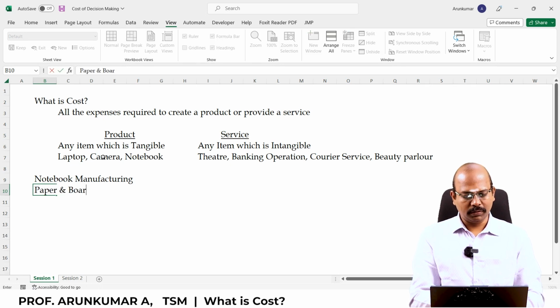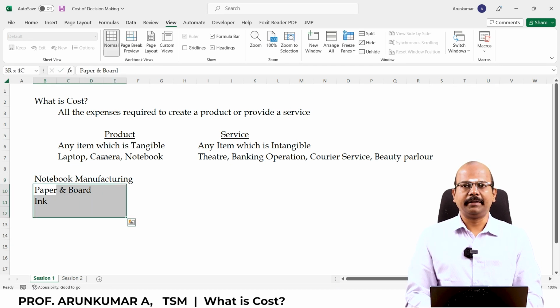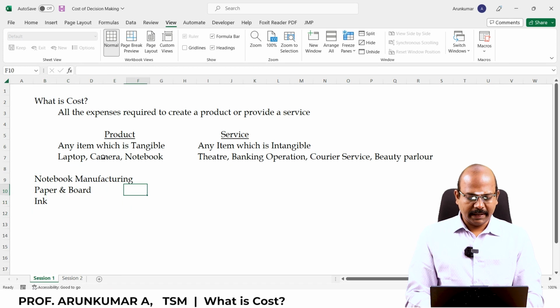Paper and board, this is the main cost which is required. Apart from that, for printing the paper, plain paper, we need ink. So these are the predominant costs which are required. This is basically the raw material.